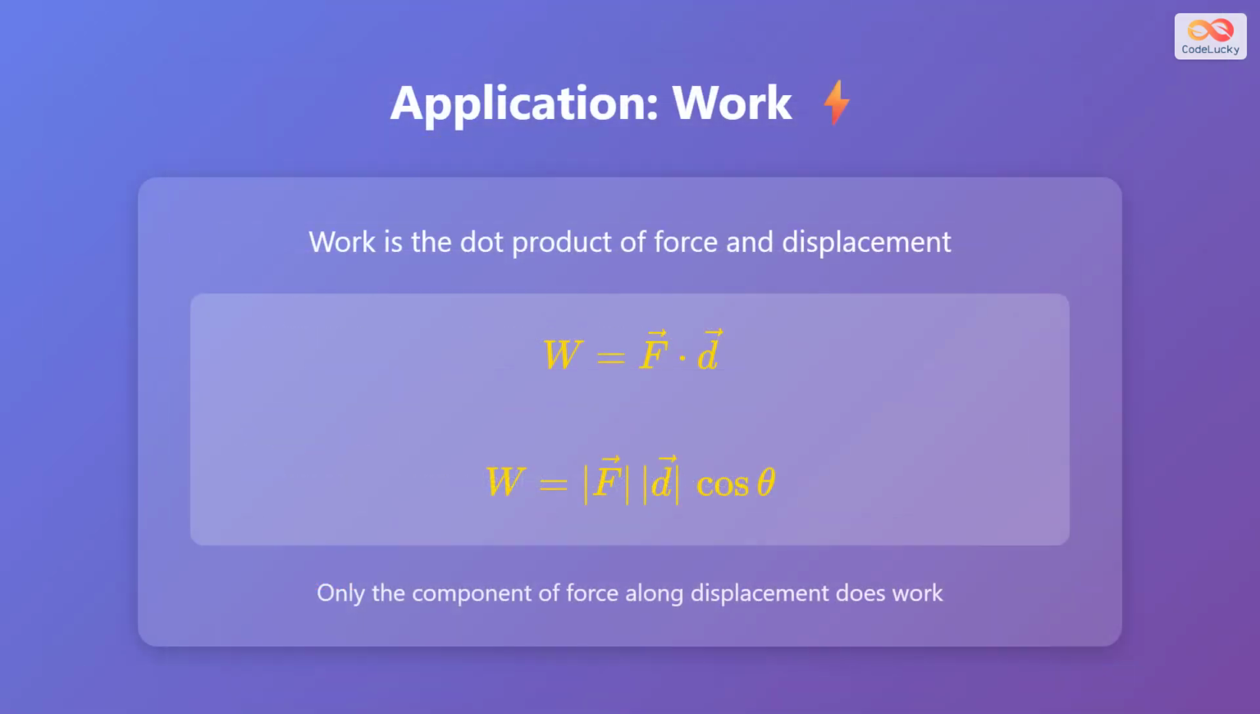One of the most important applications of the dot product is in calculating work. In physics, work is defined as the dot product of the force vector and the displacement vector. This can be written as W equals vector F dot vector D, which expands to the magnitude of force times the magnitude of displacement times cosine theta. The key insight is that only the component of force that acts along the direction of displacement actually does work.